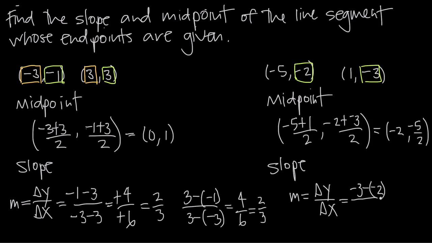And then for the denominator, the change in x, we have to start with the second point again, since we started with the second point to find the change in y. So we'll say 1 minus a negative 5, and now we simplify. So this minus a negative, those two negatives will cancel and become a positive sign. So negative 3 plus 2 is a negative 1. Here we're going to get these two negative signs to cancel. We get 1 plus 5, which is 6, and therefore we can say that the slope is negative 1/6.